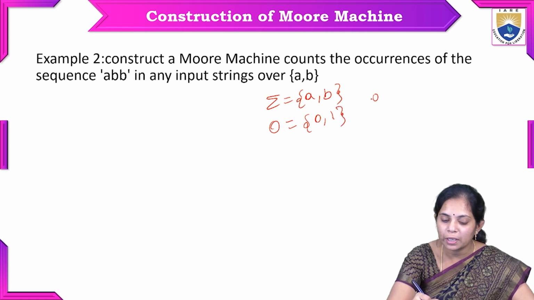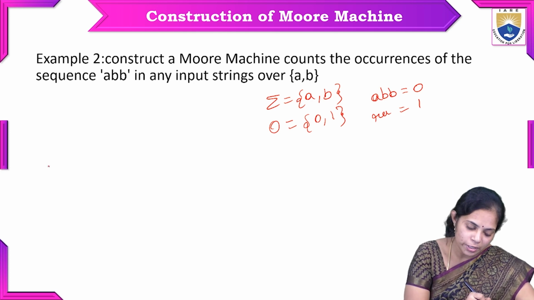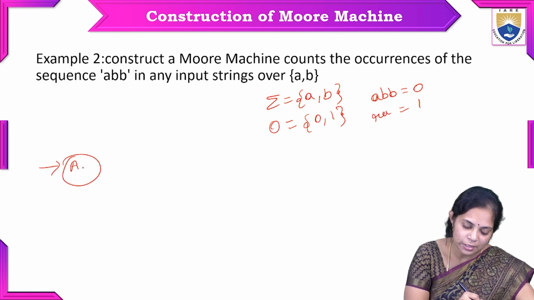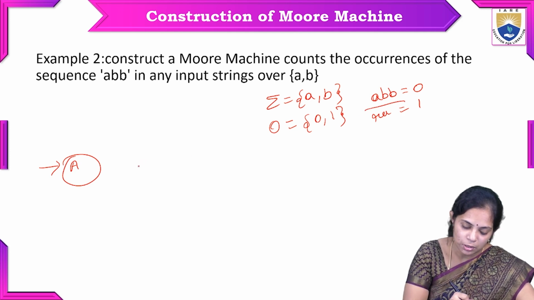So whenever we encounter A, B, B, it has to print 0, and for all the remaining it has to print 1. So for this one, how to construct a Mealy machine? We already discussed that in the Mealy machine the state itself has the output. So let's draw this sequence first to construct a DFA for this one.